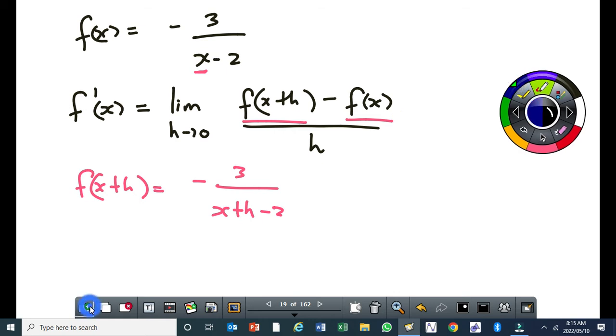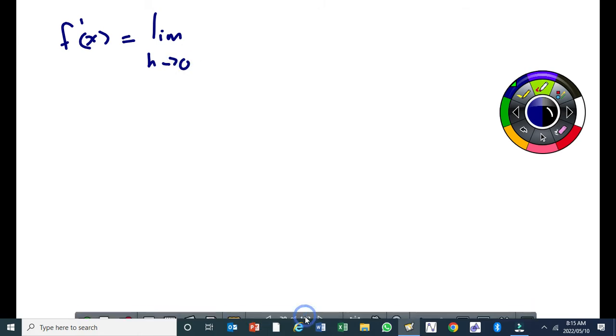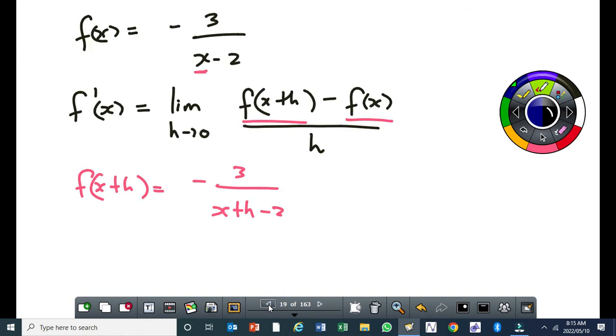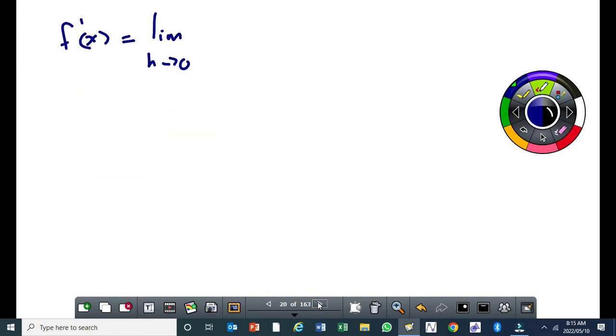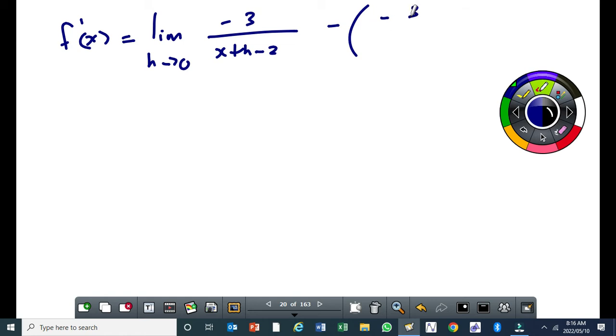So, the next phase. So I'll say f prime of x will be equal to the limit as h tends to 0 of this. So that would be, sorry, minus 3 divided by x plus h minus 2 minus. Now, our f of x, it's minus 3 over x minus 2. So it's always better to put that in brackets. Okay, so I'll put in brackets here minus 3 over x minus 2. Right, this is all over h.